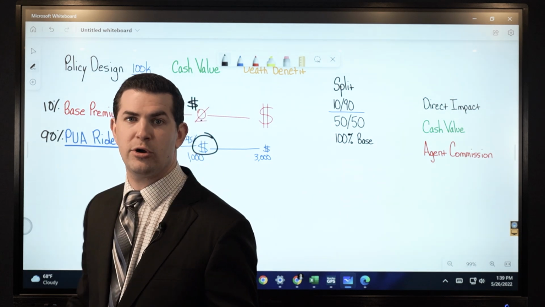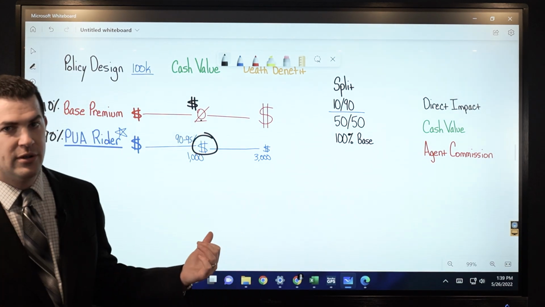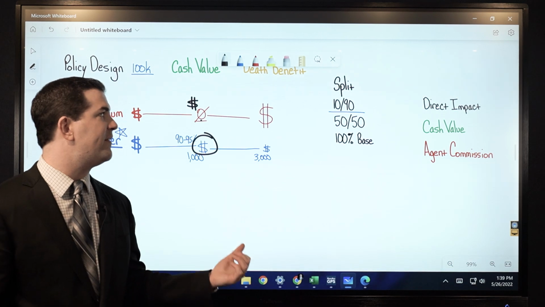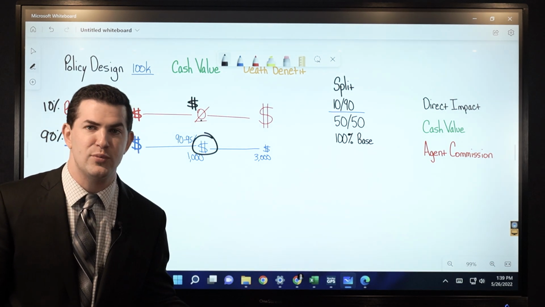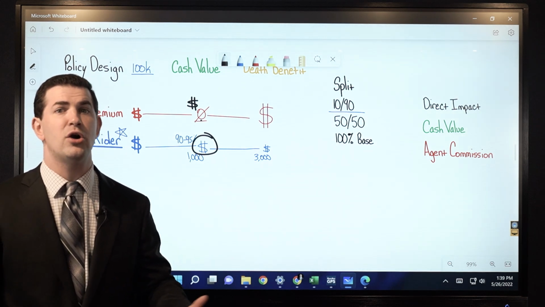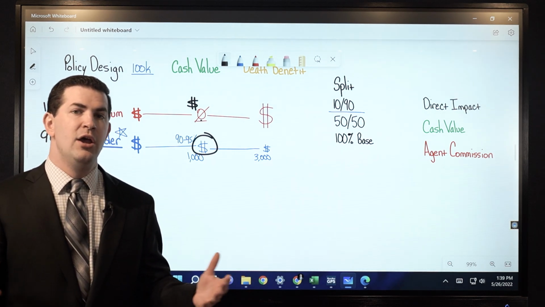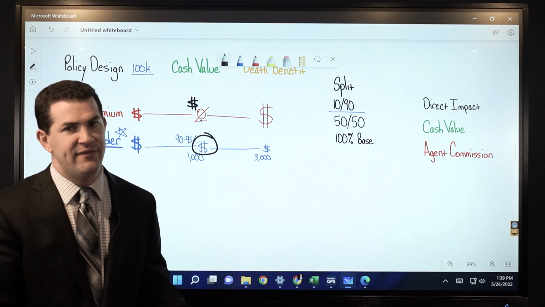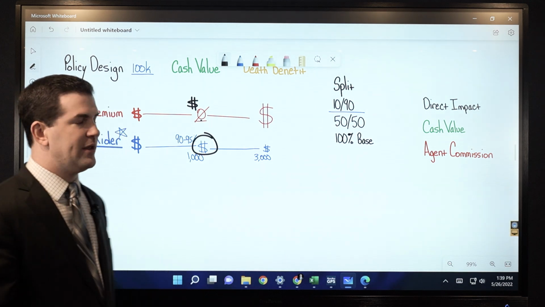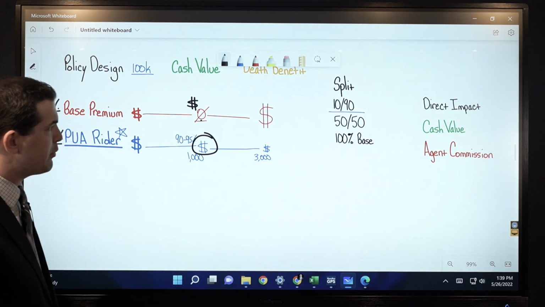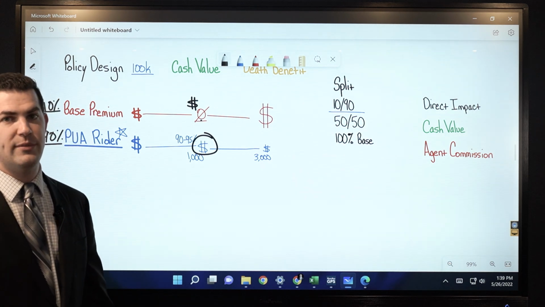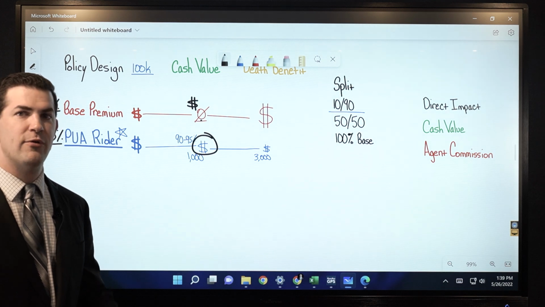Some companies, smaller carriers, don't have a multiplier. Smaller companies like Lafayette Life, for instance, will allow one to pay a maximum of $500,000 per year into PUAs, regardless of what the base premium is. So all companies do have different limitations there. But if you want to maximize the cash value, what do we want to do? Drive the premium down, beef the PUA rider up.